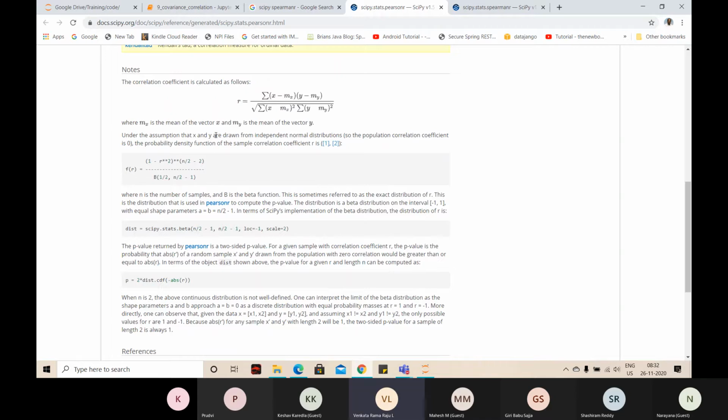Under the assumption that x and y are drawn from independent normal distributions, as the population correlation coefficient is 0, the probability density function of the sampling correlation coefficient is going to be this. So don't look at this, okay? Just look at this part. Under the assumption that x and y are from independent normal distributions.